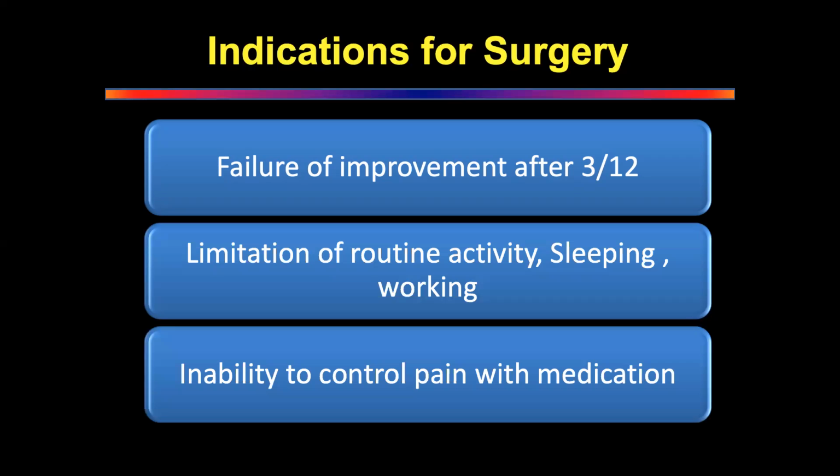Inability to control pain with medication. Okay, these are the 3 indications for surgery in thoracic outlet. One is failure of improvement after conservative therapy. One is limitation of daily activities. Okay, that is very important. And the last is, of course, you have given medications and the patient still got pain. So, all right, now tell me, what are the various approaches or what surgery can you do?